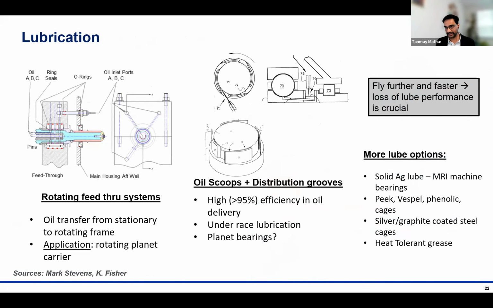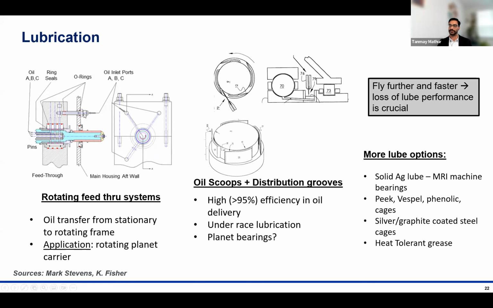A lot of advances in the lubrication system too. Increasing the efficiency of lubrication has a direct effect on the weight, because now you have to carry a lesser amount of oil to achieve the same amount of cooling. Here I want to show you some of the innovative oil delivery mechanisms. The planet gears and the bearings on a rotating carrier are some of the hardest components to get into as far as lubrication is concerned.